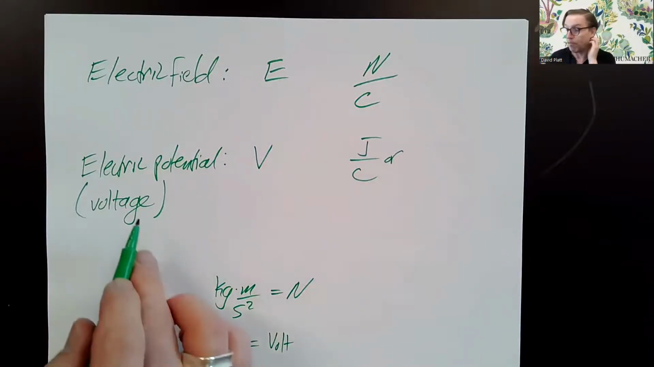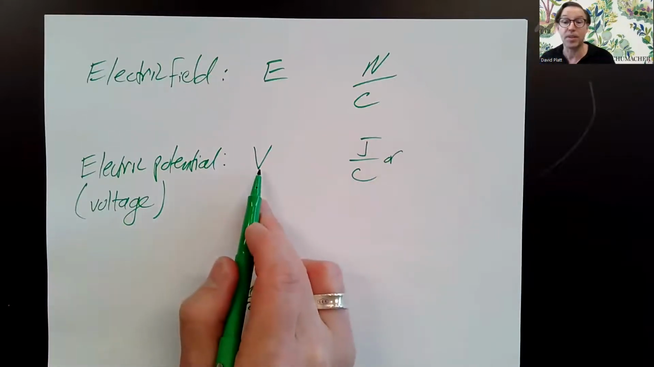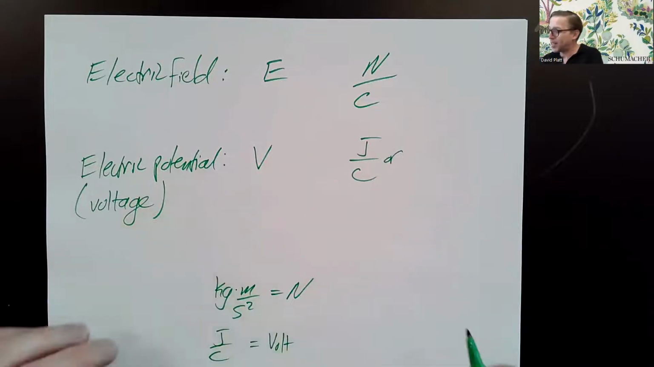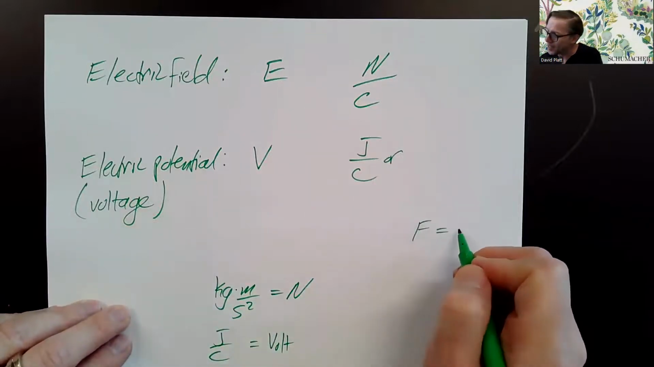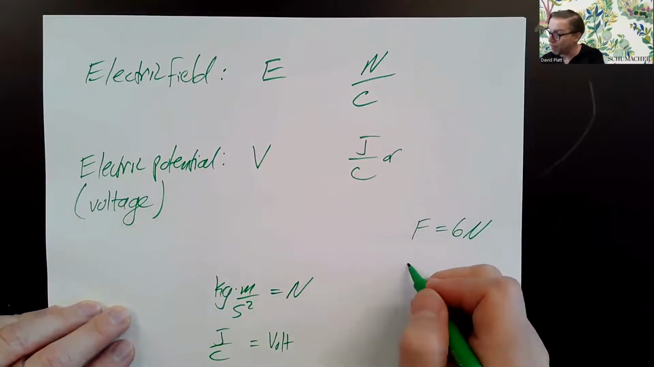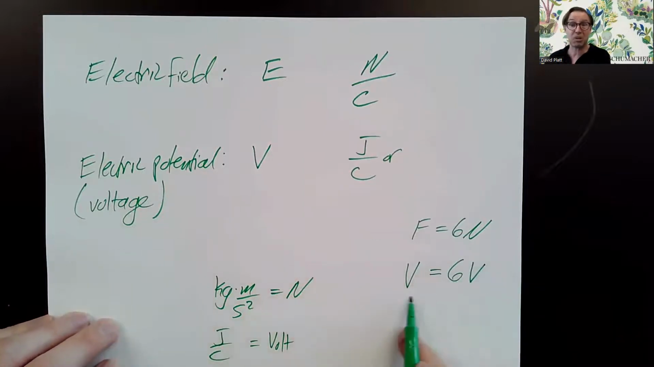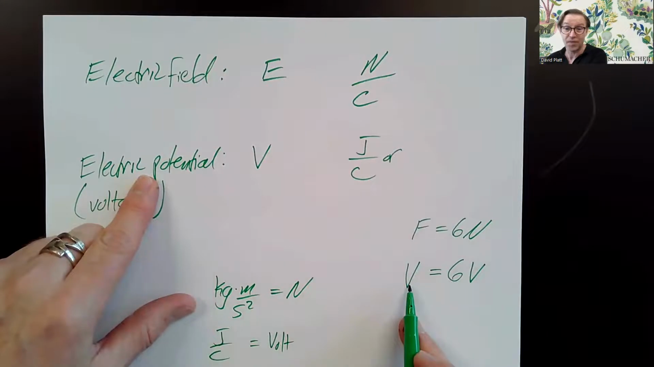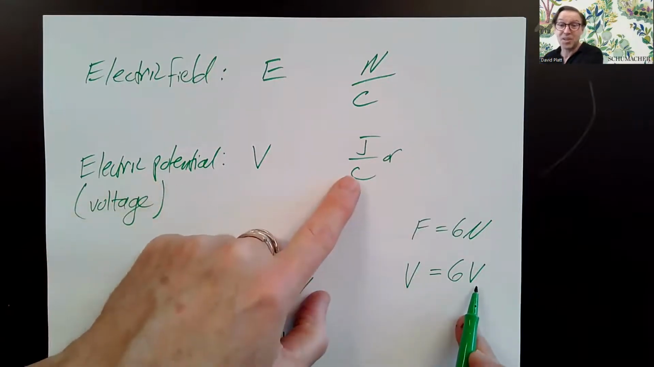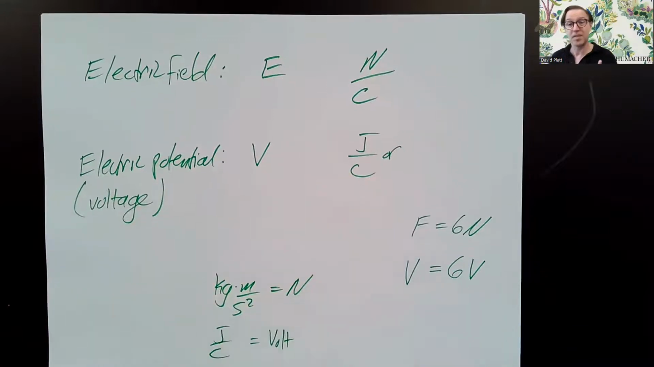And sadly, both voltage and volt are abbreviated with a capital V. So if I want to say something like, the force is 6 newtons. Okay. But what if I want to say the voltage is 6 volts? That looks really weird because this V and this V don't mean the same thing. This V is the electric potential, and this V is the unit for electric potential. That's a terrible equation, and it leads to some misunderstandings.